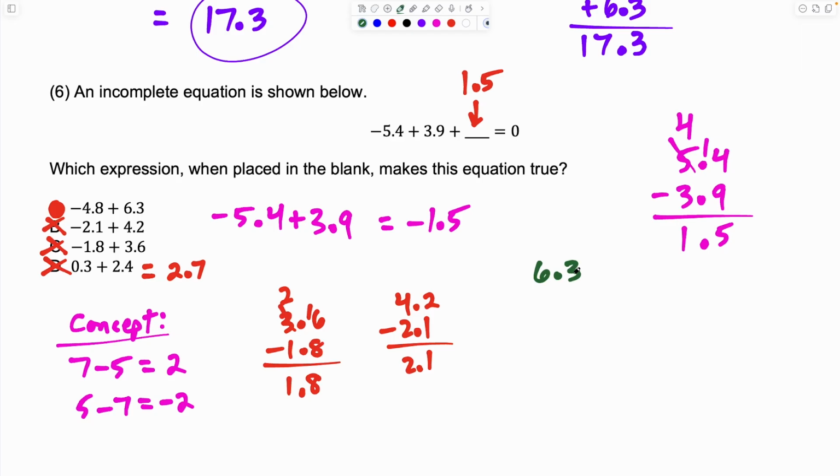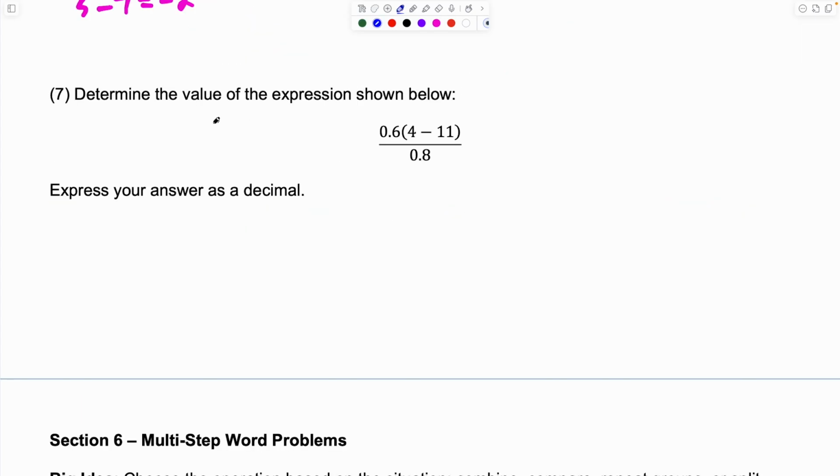And let's see what we get when we do 6.3 and a minus 4.8. So if we work this out, borrow, get a 5. 13 minus 8 is 5, and 5 minus 4 is 1. We get the 1.5 we need here. That will cancel out the negative 1.5, which is the result of adding these two. So definitely choice A. Question 7, determine the value of the expression shown below.